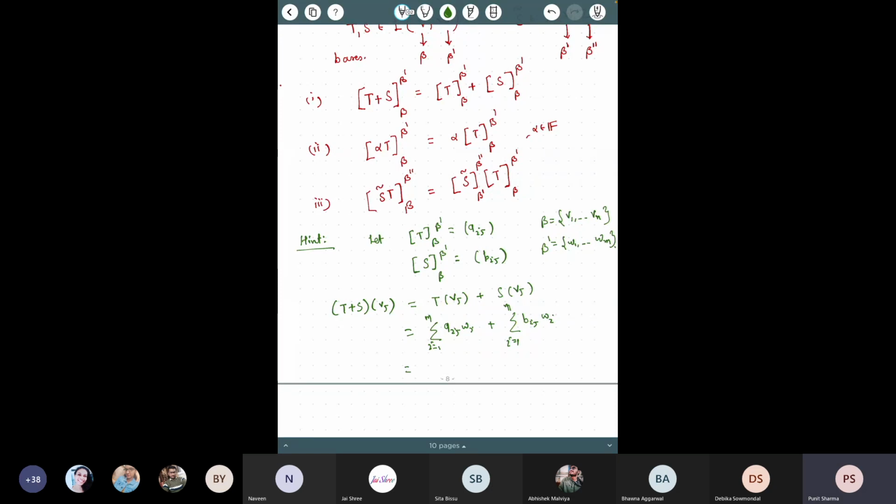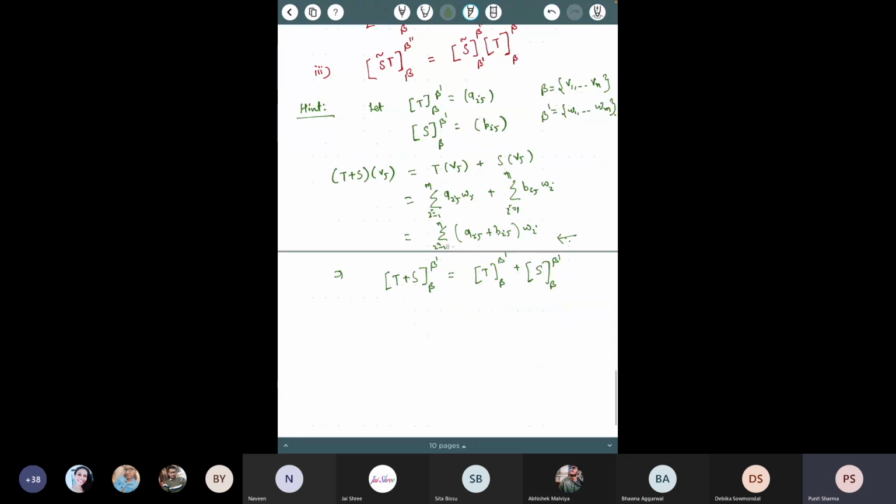And then you can write this as the summation over i equal to 1 to m of (Aij plus Bij) Wi. But from here you can say that the matrix of T plus S with respect to B and B dash is equal to the matrix of T plus the matrix of S. Can I say this from this equation? Yes, sir. We can say. Okay, fine. So now, similarly, you can prove the other two results also.